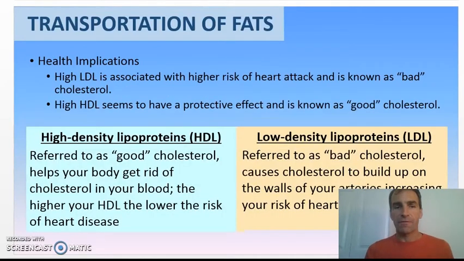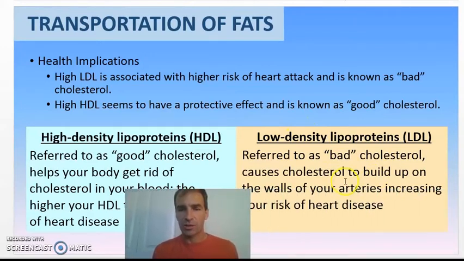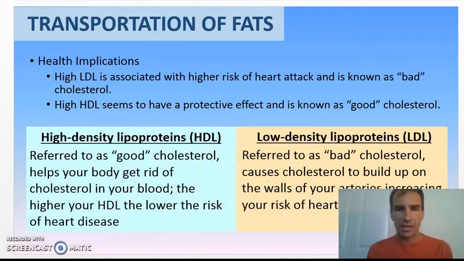And so what I want you to know is the difference between these two. And your book goes into this a little bit, but understand that HDLs, we often call them good cholesterol. It's not, I mean, it's true, kind of, but they're really just a lipoprotein that transports fats a little differently. We have LDL, we generally call that bad. They transport cholesterol to the walls of arteries. Each of these has huge implications as far as disease. Know those. I think that's it for this aspect. Yeah, ketone bodies, we'll cover that in class.